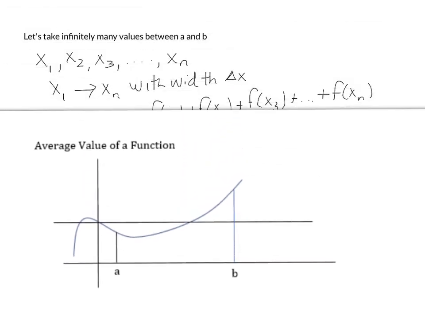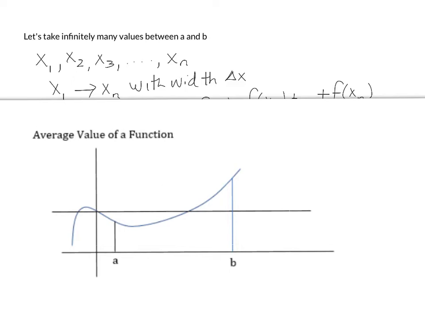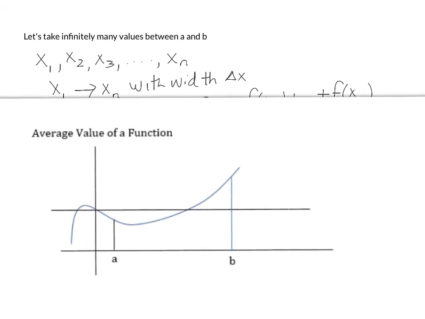For this particular function, let's take infinitely many values between a and b, and we'll call them x1, x2, x3, all the way up to xn. And we're going to let them have a width of delta x. So we'll have this common width between each interval from x1 all the way up to x sub n.